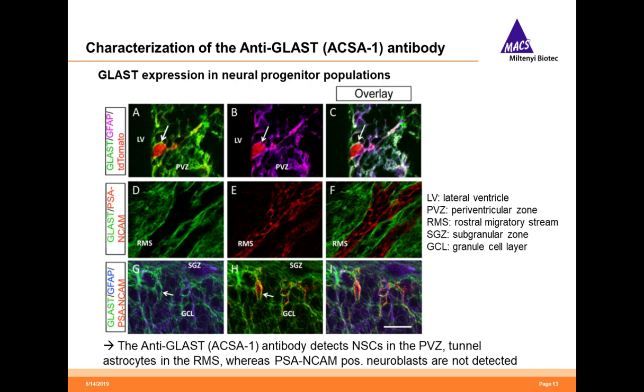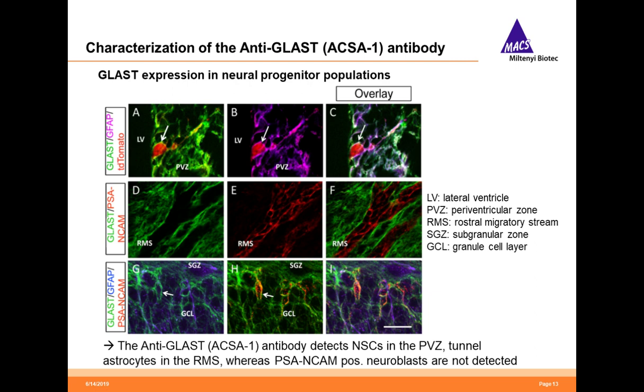And in D, we see that GLAST is expressed on astroglial cells that form scaffolds along the rostral migratory stream, but there's no expression detected in the PSA-NCAM positive neuroblasts. And in the second neurogenic region, in the dentate gyrus of the hippocampus, GLAST was strongly expressed throughout the granule cell layer, so that you see in G to I. And it was associated with the GFAP positive processes. And newly generated neurons that were identified by the expression of PSA-NCAM were also GLAST positive. But this is in agreement with the glial nature of the hippocampal neuronal progenitors.